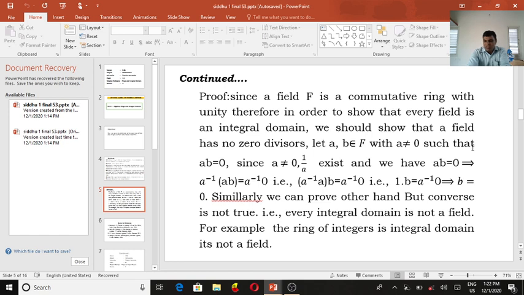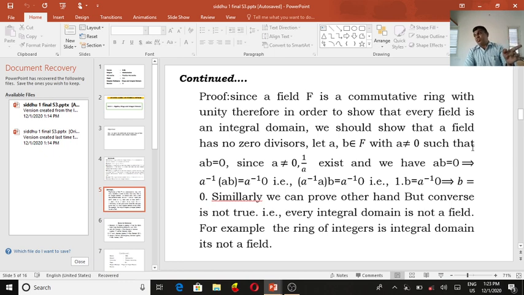Without a zero divisor means that if ab equals 0, then at least one of them is 0. Whatever may be, ab equals 0. I multiply a inverse on both sides: a inverse times ab equals a inverse times 0, which is 0. So a inverse times a is 1, times b, so b equals 0. So with a not equal to 0, the other element is 0.